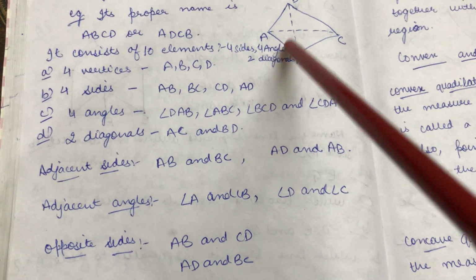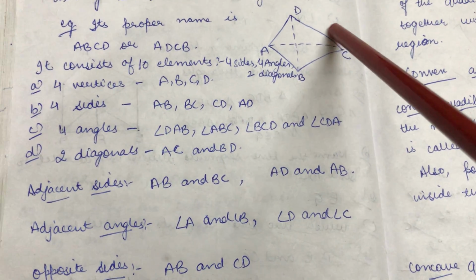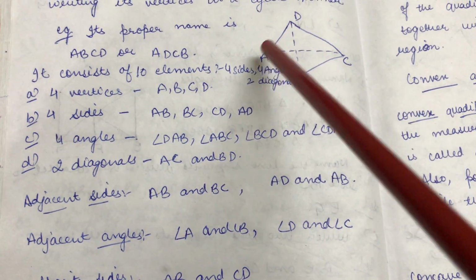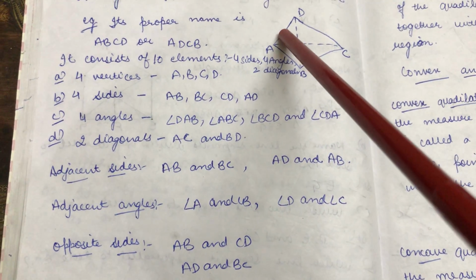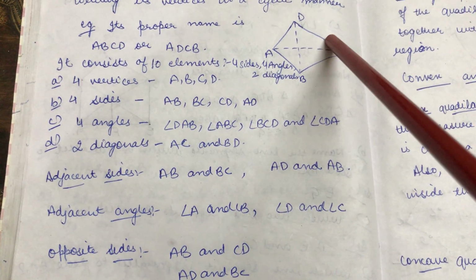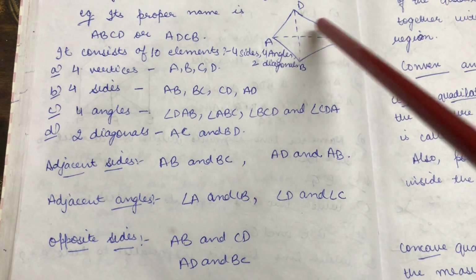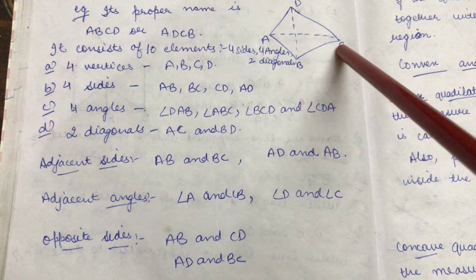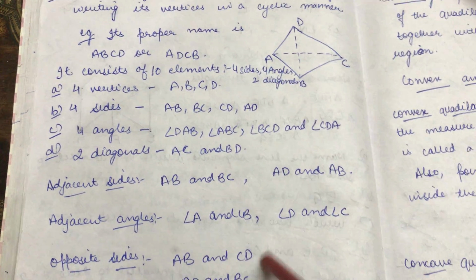Opposite sides. Opposite means like AB and CD. They are opposite to each other. Similarly, BC and AD, they are opposite to each other. Opposite angles. Now this angle is opposite to this angle. So angle BAD and angle BCD, they are opposite to each other. Similarly, angle ABC and angle ADC, they are opposite to each other.